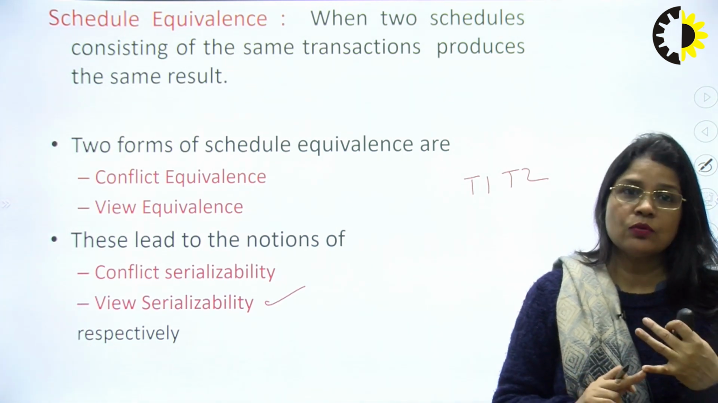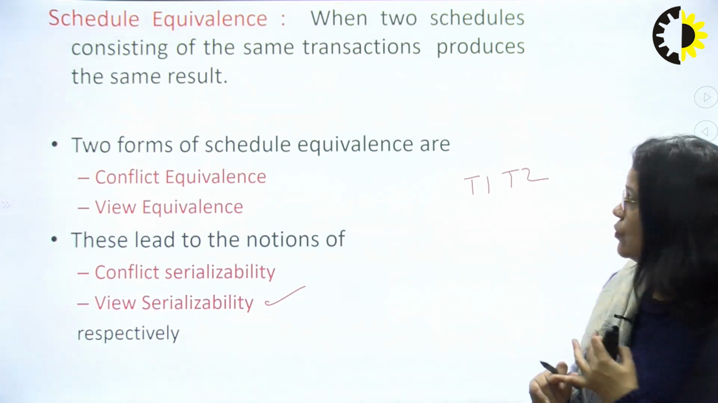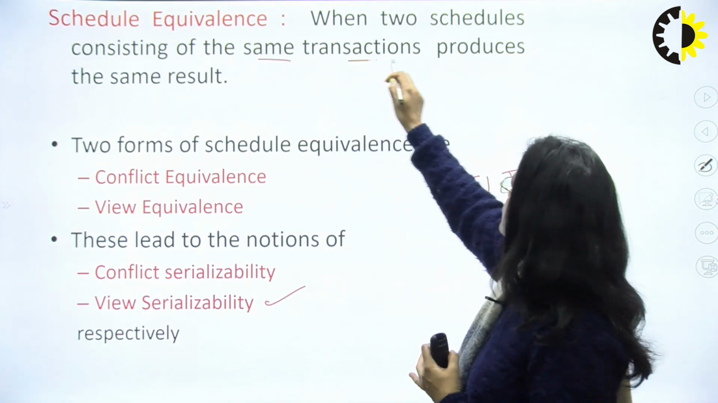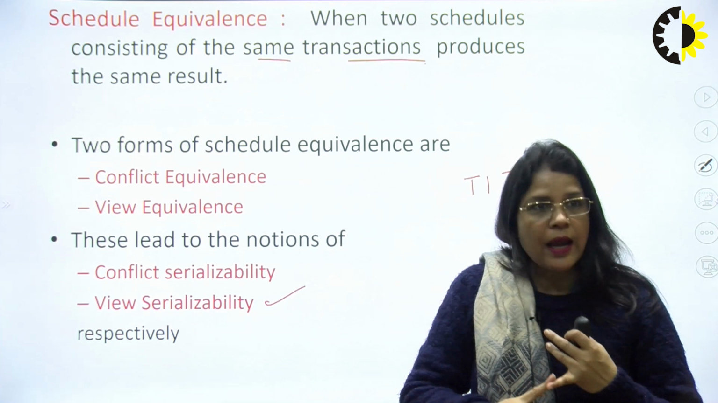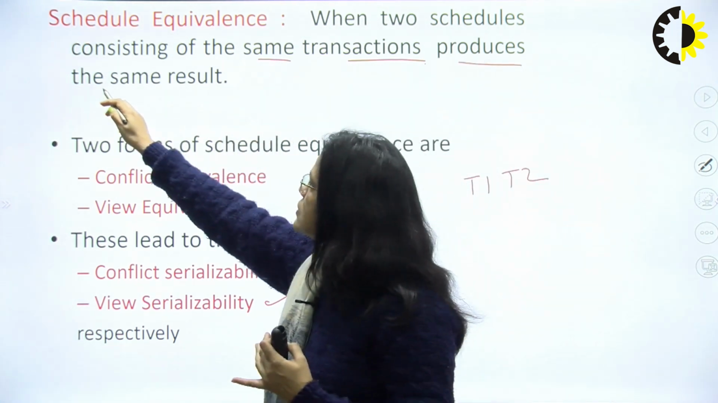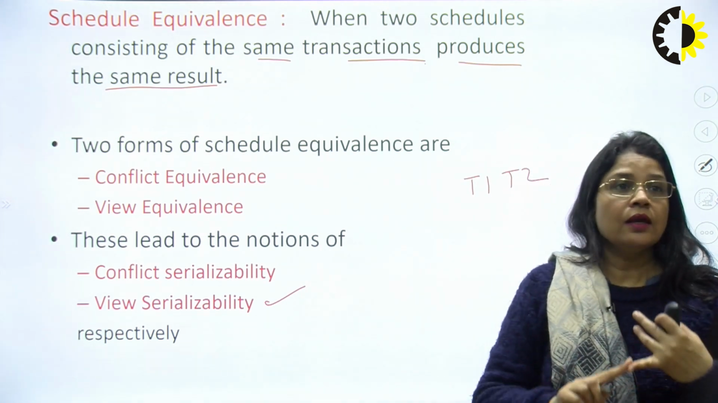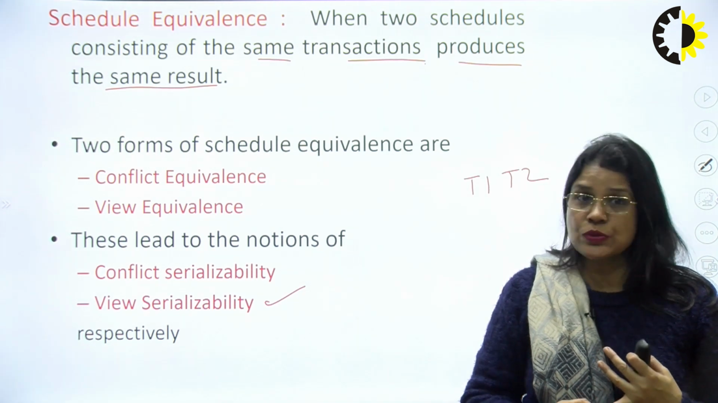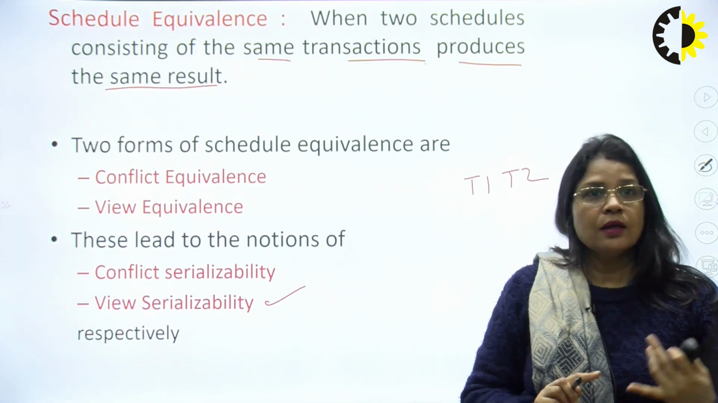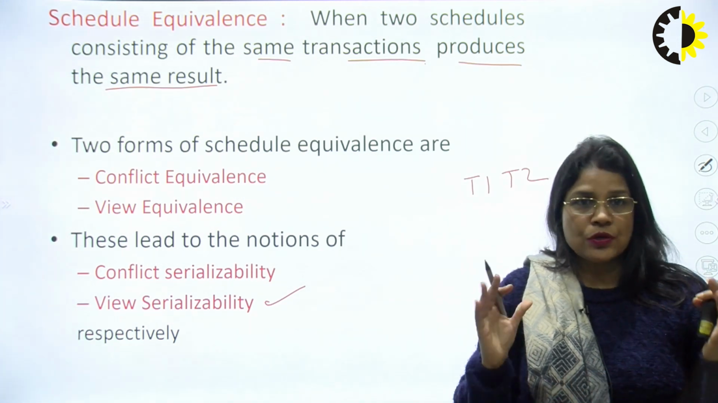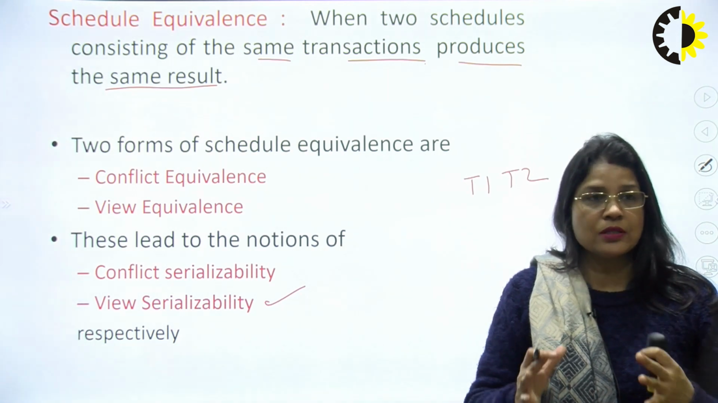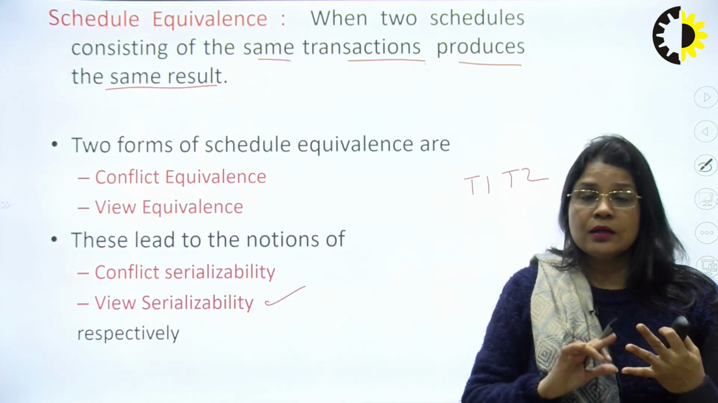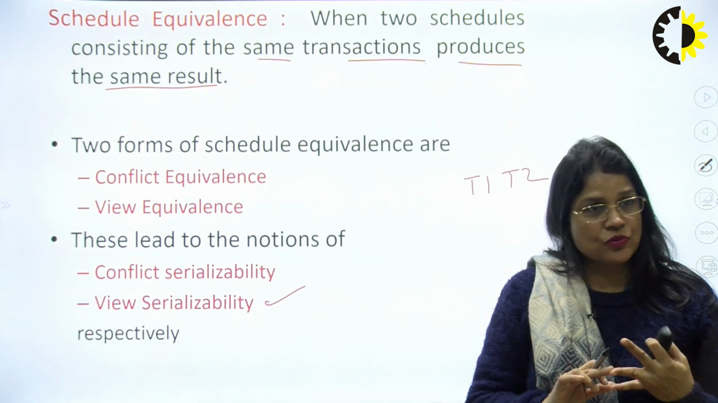When do we say those schedules are equivalent? We say the schedules are equivalent when they consist of the same transactions and if they produce the same result. So when 2 schedules consisting of the same transactions produce the same result, we say schedule equivalence, right? A schedule is nothing but a combination of some transactions, and we can say schedules are equivalent when the number of transactions is the same and they produce the same result, right?